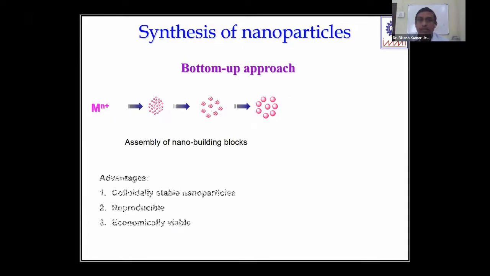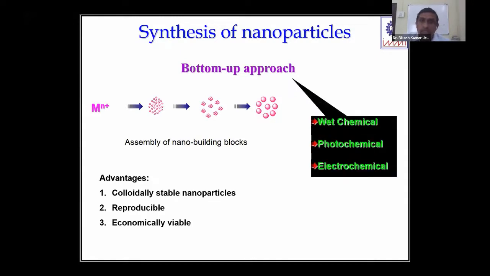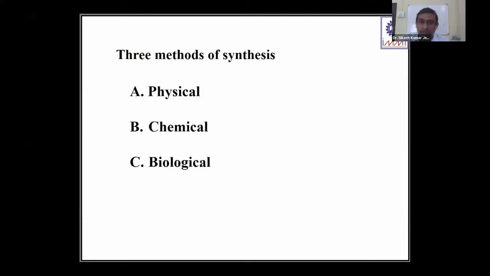But in the case of the bottom-up approach, you can do controlled assembly, so it has some advantages. You can synthesize colloidally stable nanoparticles. You get reproducibility because you can design the shape and size and generate it every time. It is also economically viable because there is less energy consumption. So that is the bottom-up approach, with chemical, photochemical, and electrochemical approaches, and people are still exploring how to synthesize nanoparticles.